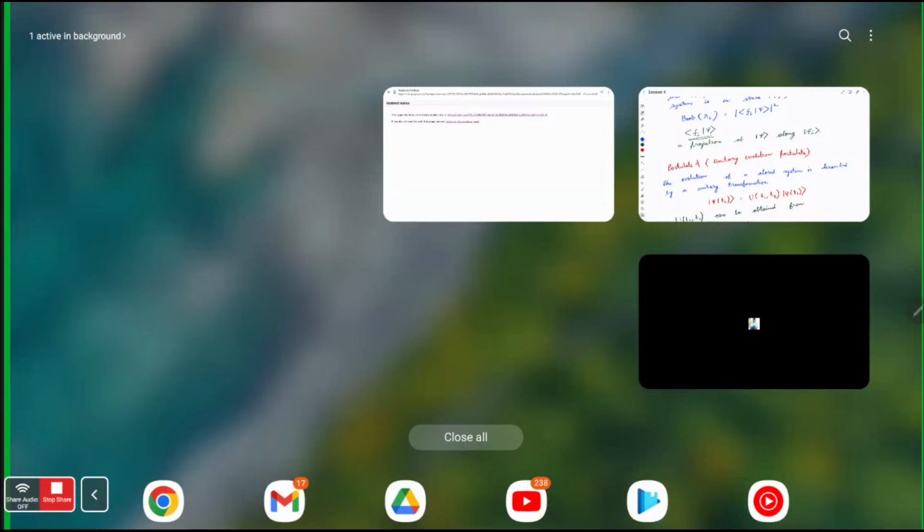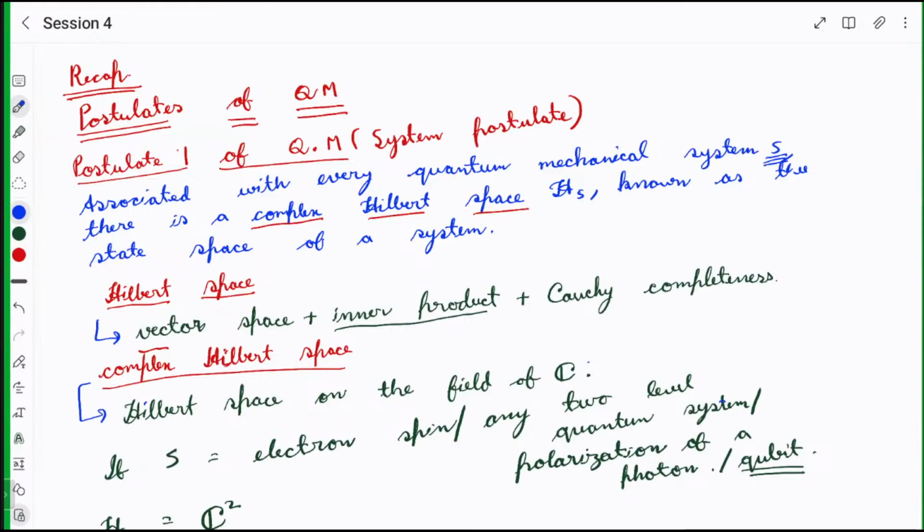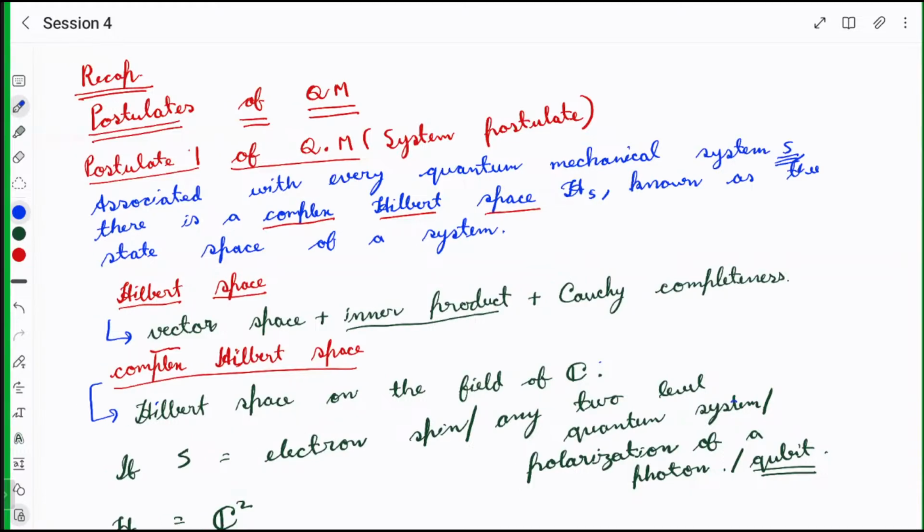And so let's start with some recap. Last day we completed the postulates of quantum mechanics. So let's review them once.